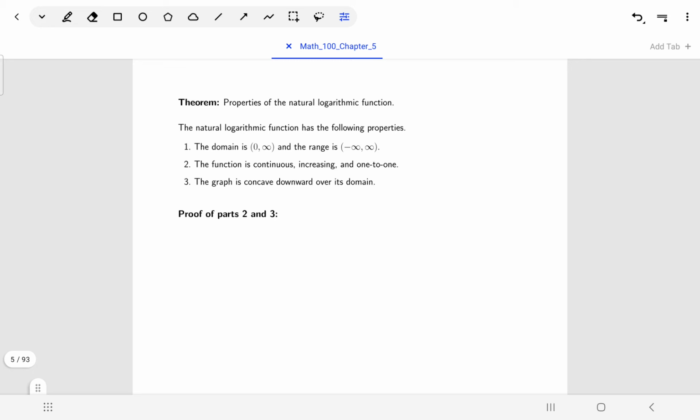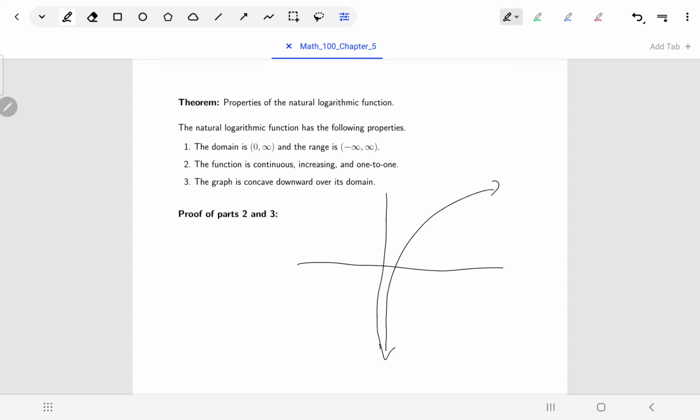So some of the basic properties for natural logs: we know that its domain is positive numbers and its range is all real numbers. We know that the function is continuous, increasing, one-to-one, concave downward. And we know this intuitively because we know what the graph of natural log looks like, because we've already been through pre-calculus, and we can just say, oh yeah, because we know what it looks like, it must have that kind of a shape.